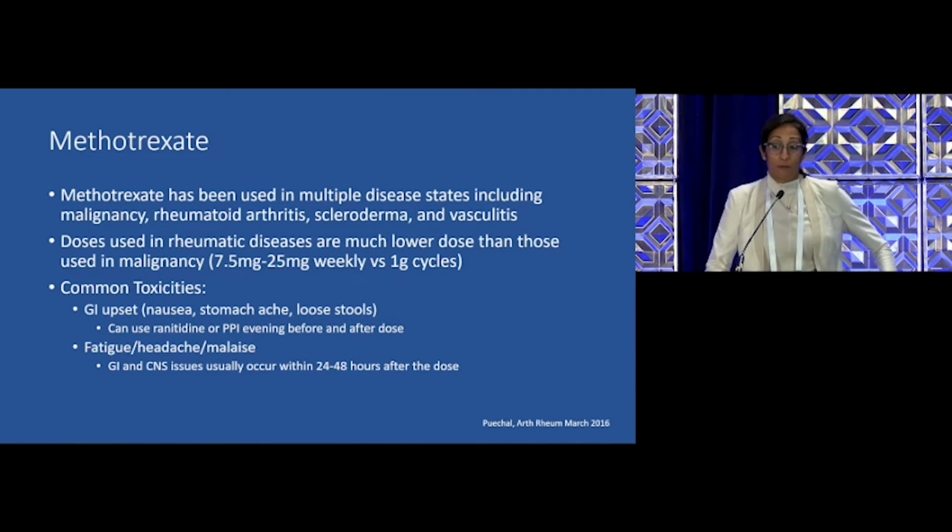Methotrexate has been used in multiple disease states. It's one of our gold standard drugs in rheumatology, and it's been used in malignancy, rheumatoid arthritis, scleroderma, vasculitis. In our diseases, we use much lower doses than those used in malignancy. I know people come in, they're like, oh, it's a cancer drug. It's not. A lot of our drugs are used in different fields, and it has much more to do with dosing and the way we're giving it, and they're studied in different ways in our diseases. So we use about 7.5 to 25 milligrams weekly.